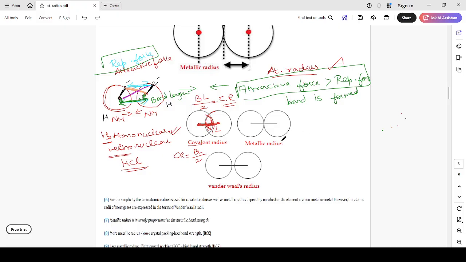So what do you understand here? In covalent radius, they are trying to manage themselves to overlap with each other. You can see this here. They have actually overlapped. This is covalent radius.